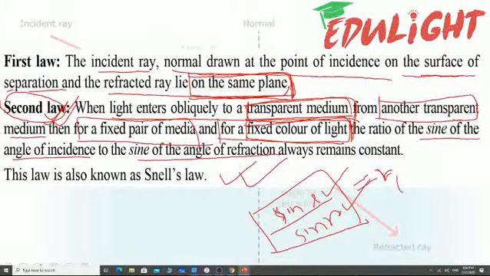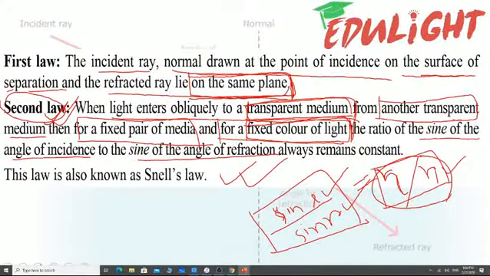eta. That means eta or n. What is eta or n? Eta or n, which has been discussed already, generally defines the refractive index of that medium. The refractive index of that particular medium is mainly denoted by eta or n. Okay, this is n and this is eta.